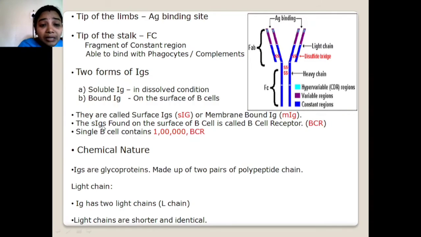Then the surface immunoglobulins, which are found on the surface of the B cell, are known as B cell receptors, that means BCR.